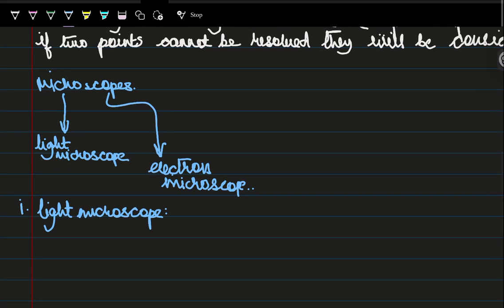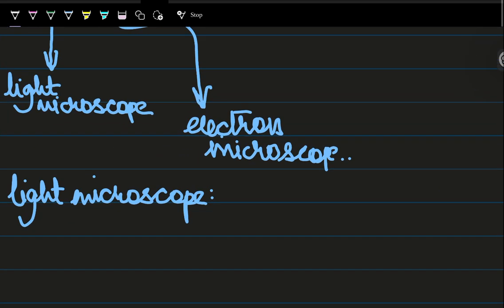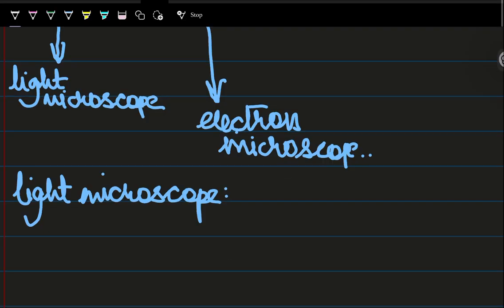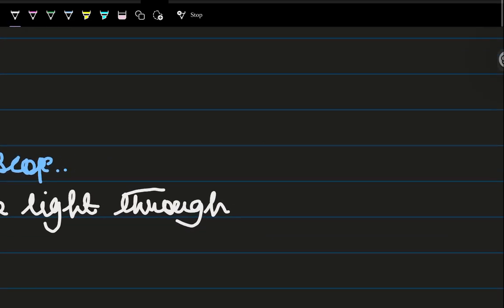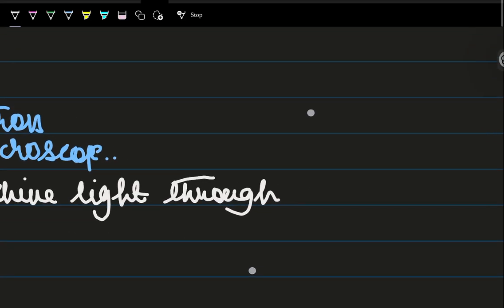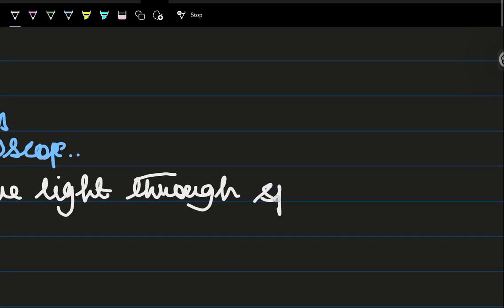Yes, perfect. So in a light microscope, you shine light through a specimen. So let me write that down. Shine light through a specimen. Light microscopes are the everyday normal microscopes we use in your school. Electron microscopes are very expensive, so your school, if it has a microscope, it has to be a light microscope.